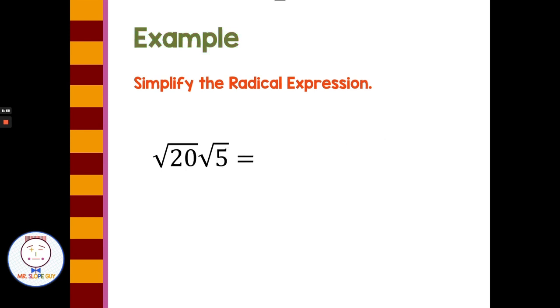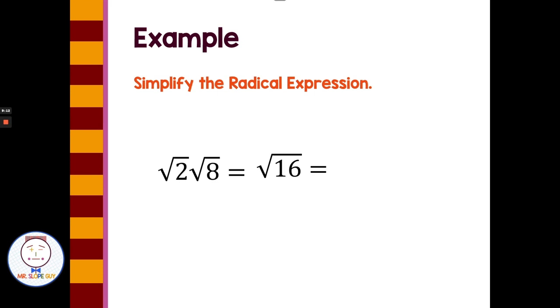What about the square root of 20 times the square root of 5? We get the square root of 100, and the square root of 100 is 10. Square root of 2 times the square root of 8 is the square root of 16. The square root of 16 is 4.